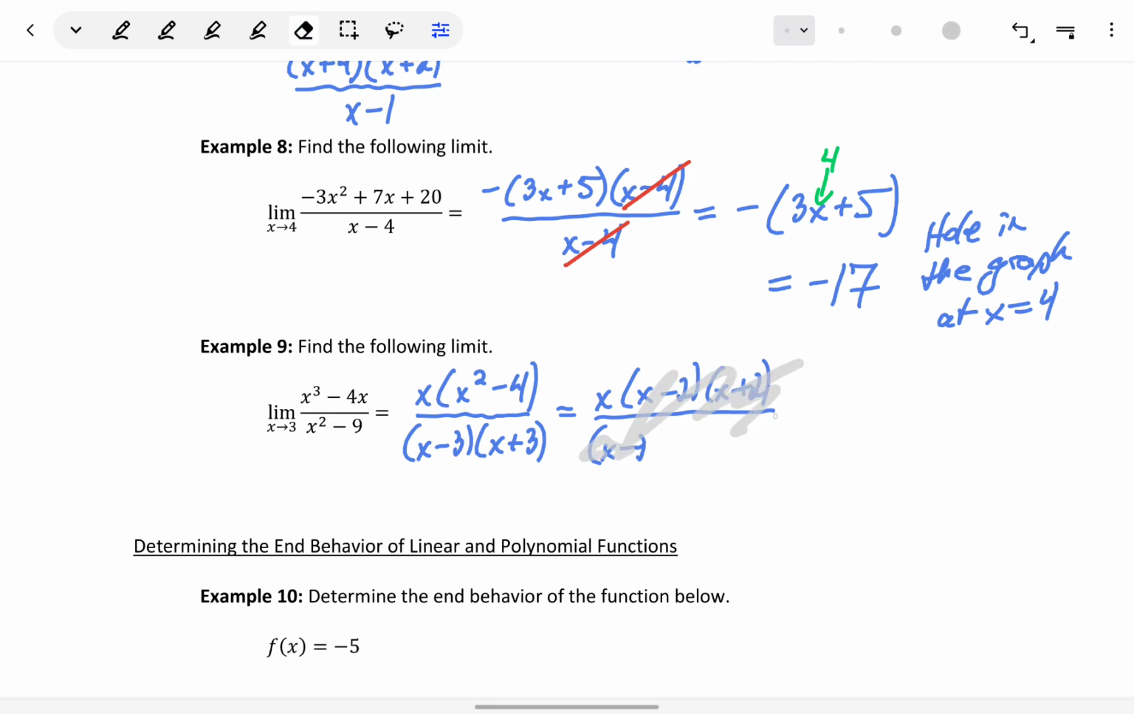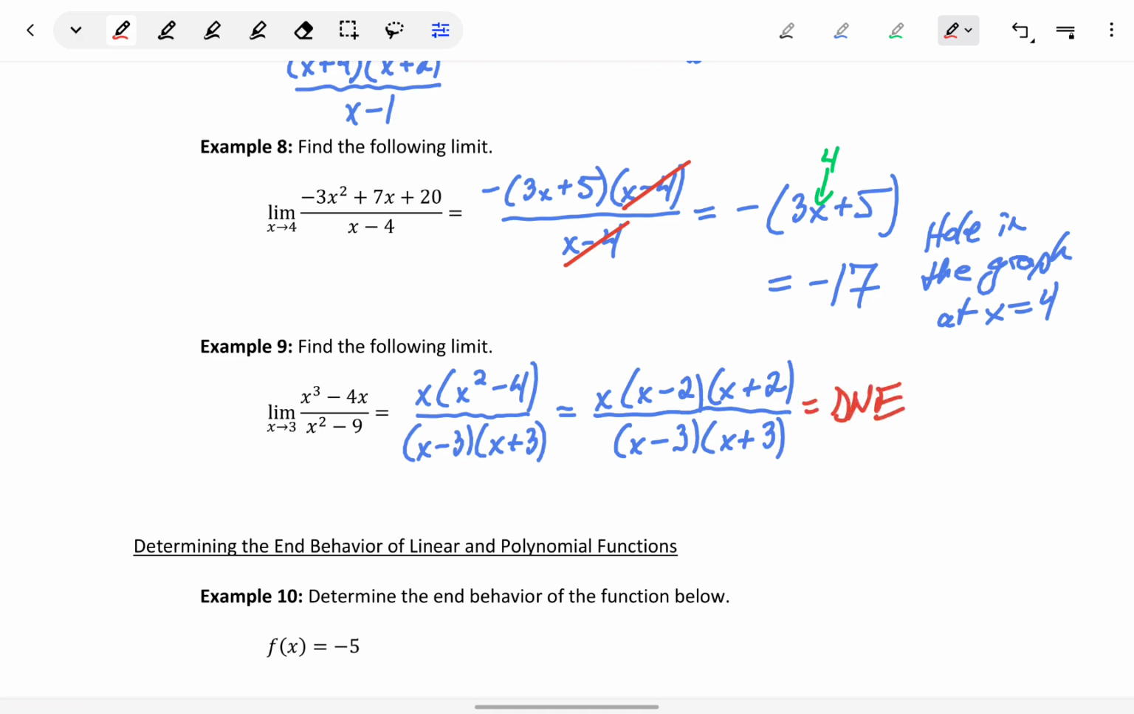Sorry, my writing's getting really bad here. Let's go back a little bit. So that's going to factor as x times x minus 2 times x plus 2 all over x minus 3 times x plus 3. Once we have everything fully factored, we see that nothing cancels. We still can't evaluate this using direct substitution, so we would say that the limit does not exist, and that tells us that our function has a vertical asymptote at x equals 3.